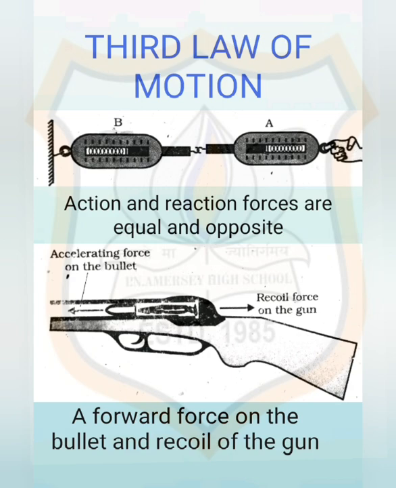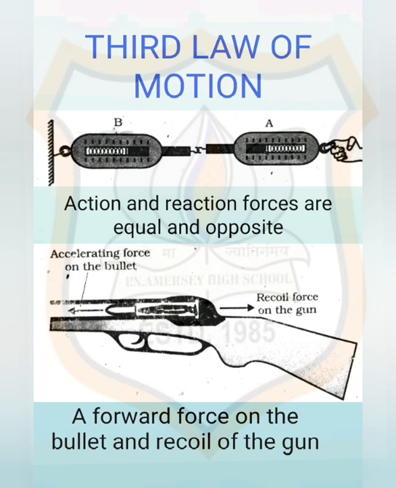Now let us discuss another example. When a gun is fired, it exerts a forward force on the bullet, and the bullet exerts an equal and opposite reaction force on the gun. This results in the recoil of the gun, as shown in the figure. Since the gun has a much greater mass than the bullet, the acceleration of the gun is much smaller in comparison to the acceleration of the bullet.